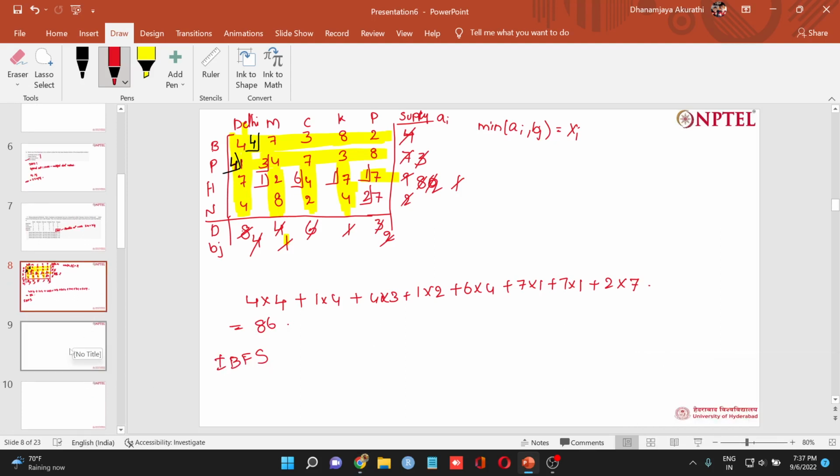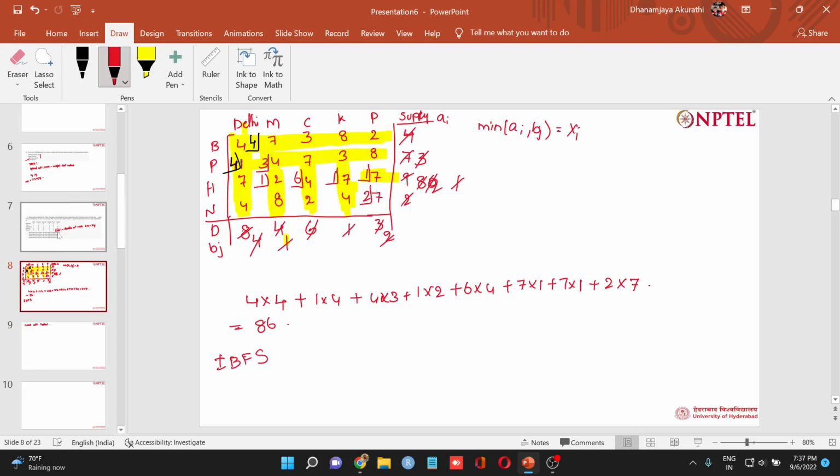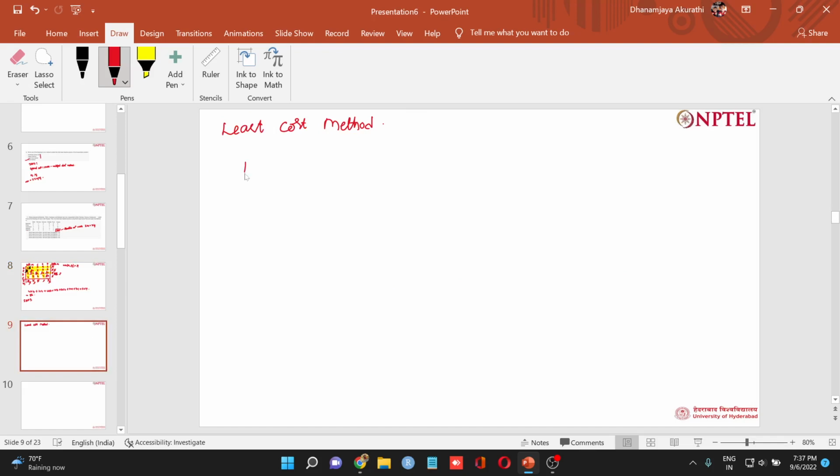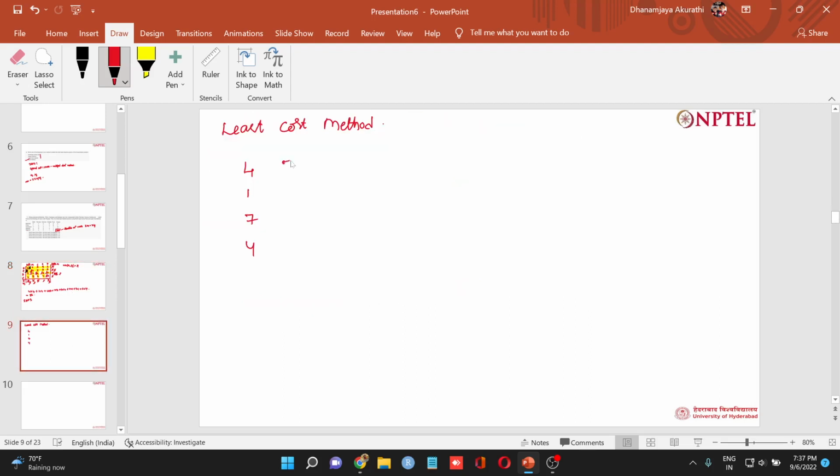So this is only the initial basic feasible solution. Next, we are coming to another method, that is the least cost entry method. We can see the least cost entry method for the same problem. What are the steps involved in least cost entry method?